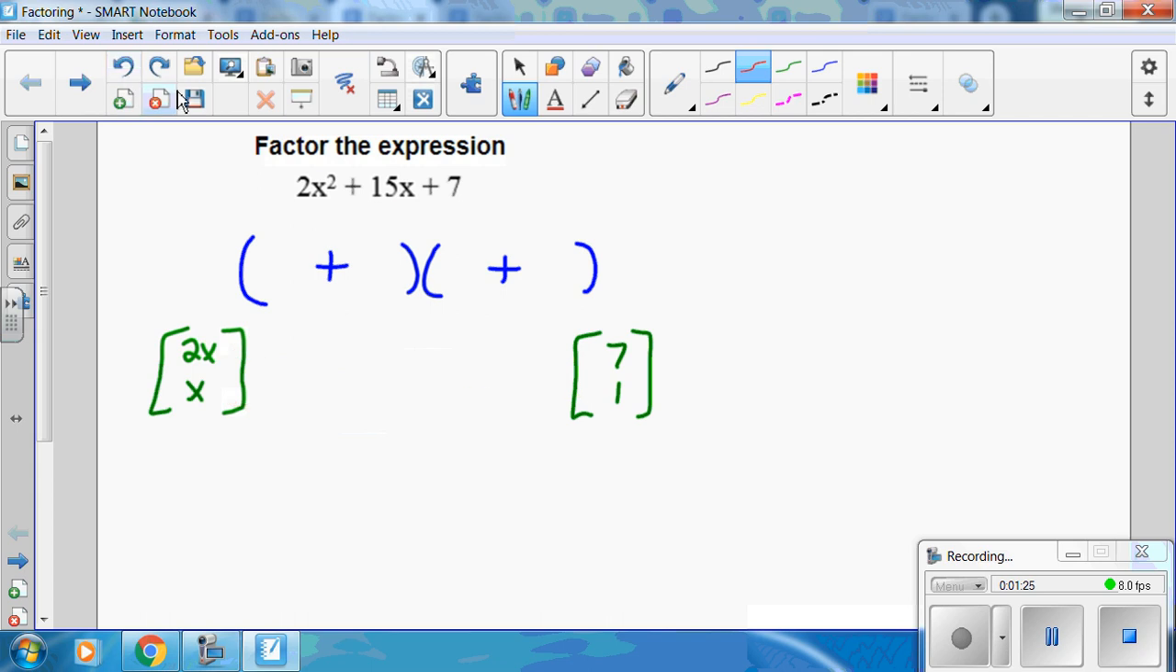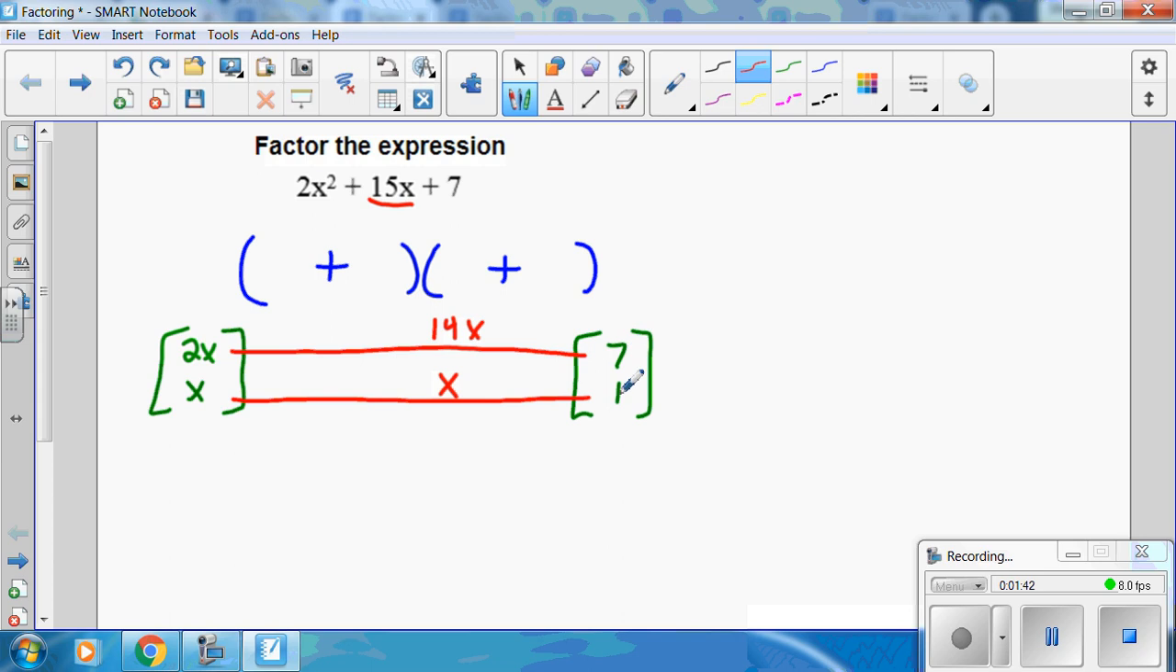But what if I flip it around? Let's say I take 2 times 7, that's 14x. And x times 1, that's 1x. Does that add up to 15? It does. So we know we have the correct lengths here.